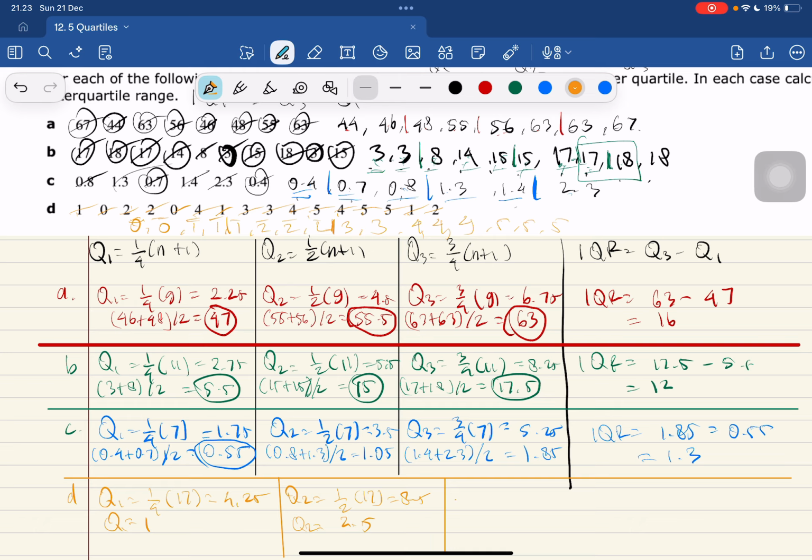Next, quartile 3, or the upper quartile. So 3 over 4 times 17. 4.25 times 3 is 12.75. So for quartile 3, we count from here: 1, 2, 3, 4, 5, 6, 7, 8, 9, 10, 11, 12. Here, 4. So quartile 3 equals 4. So the interquartile range is 4 minus 1, which equals 3. There it is. Thank you.